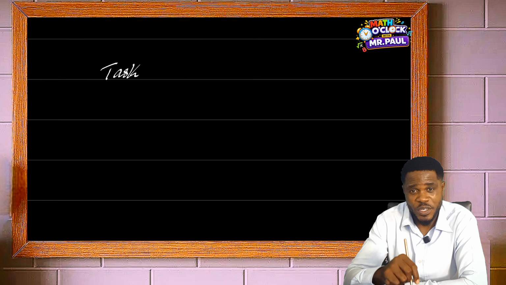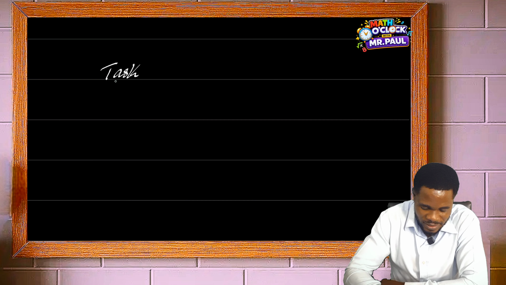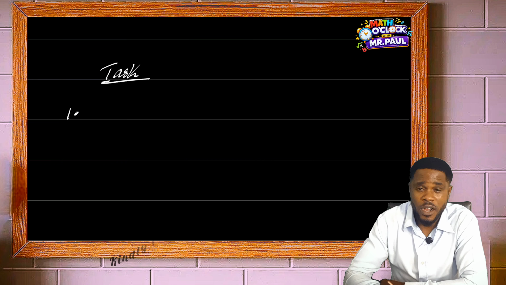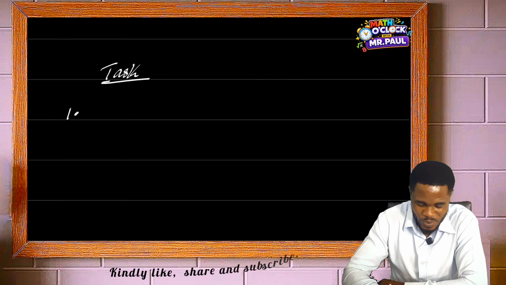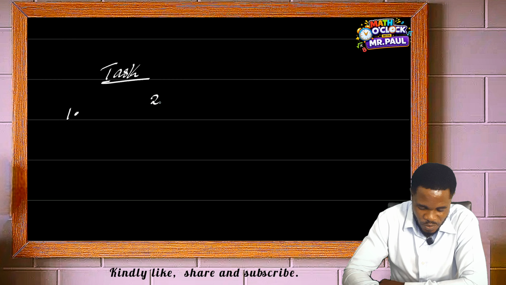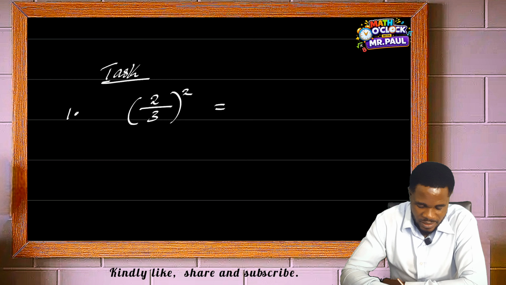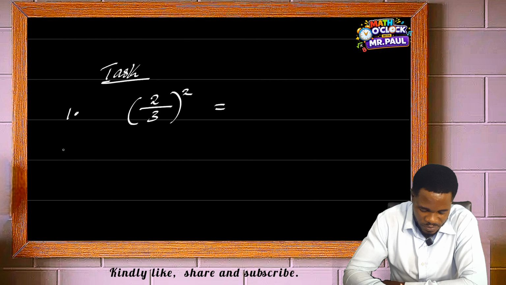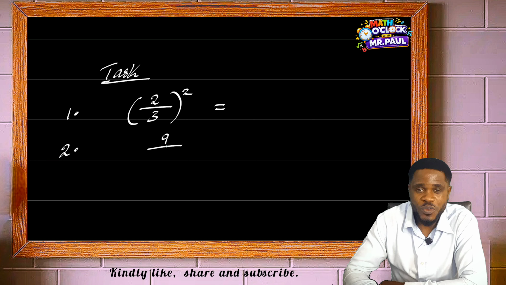Please don't forget to leave your answers in the comment section. I would like to see your answers. Okay, so number one, let's start from simple ones. We have 2 over 3 all squared. So what's that going to be? Number two, we have, let's see, 9 over 15.